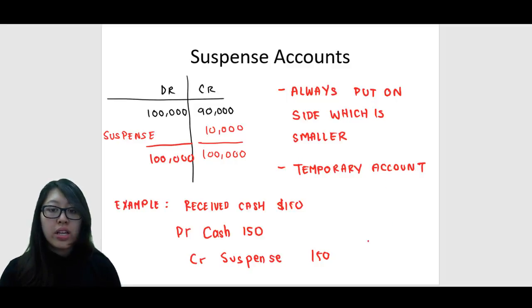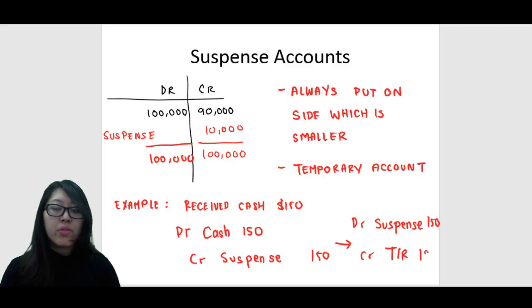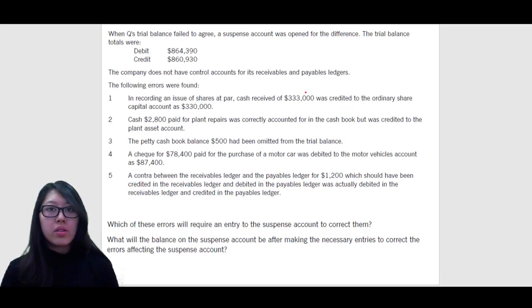So if we later on figure out that we received cash from a trade receivable, we're going to have to remove that suspense account. So let's say we later on figure out why it was there. We're going to have to debit the suspense by 150 and then credit the right account instead. Because we figured out it was from a trade receivable, we're going to credit the trade receivable account. Okay, and so now our suspense account is back down to 0 and we don't have a suspense account anymore.